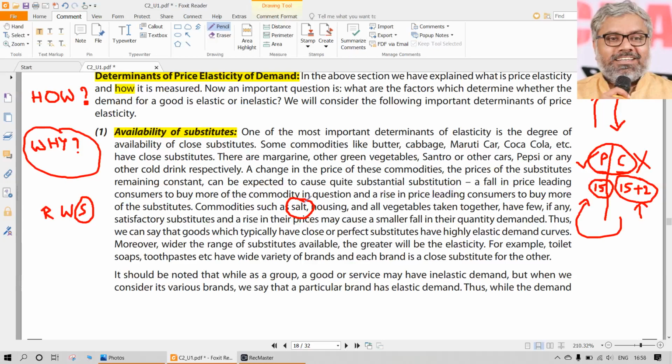Okay, that is one of the examples of availability of substitutes and how that impacts the price elasticity of demand. Is the availability of substitutes having an impact on the price elasticity? Yes. How? If the substitutes are available, then the elasticity is going to be high. If the substitutes are not available, then the elasticity is going to be naturally very low.